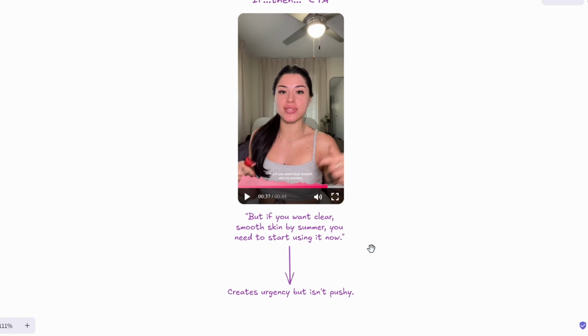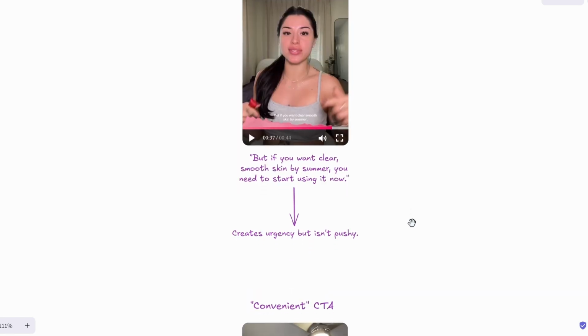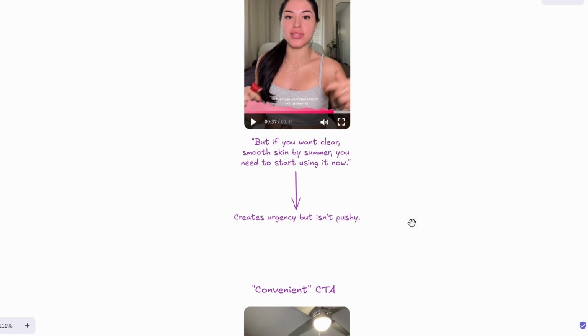Notice what's happening here. The creator isn't telling you to buy, she's reminding you of what you already told her you wanted, and framing the action as the only logical response to that want. The urgency is real, that's the timeline, and there's a consequence for waiting. But it never feels like a push, it feels like advice.